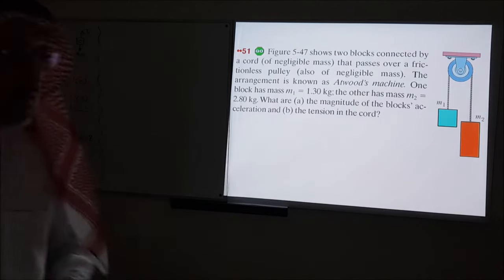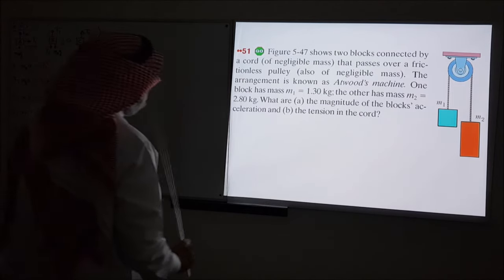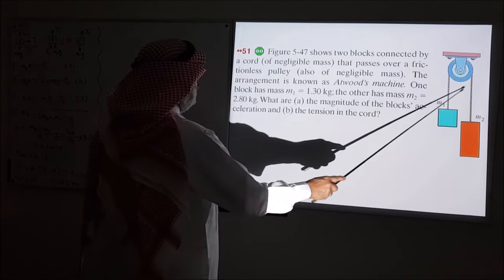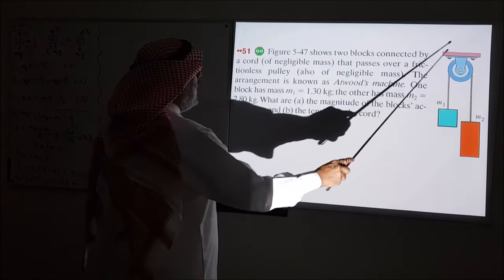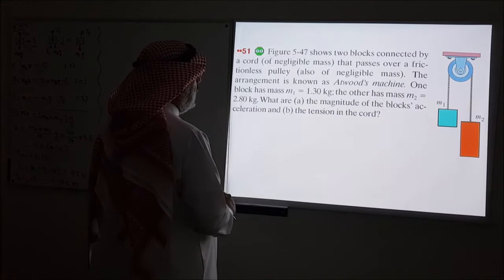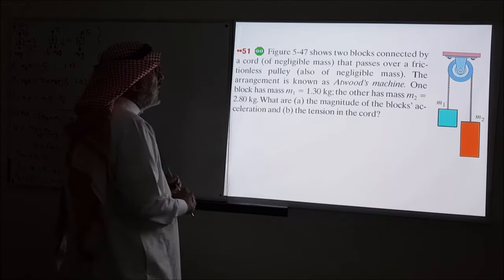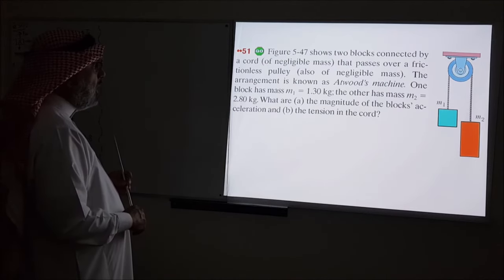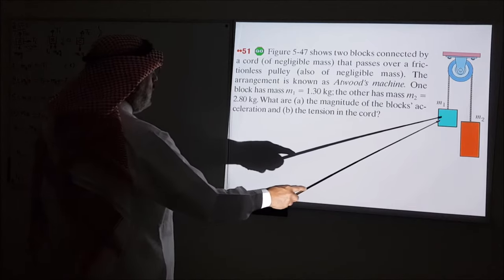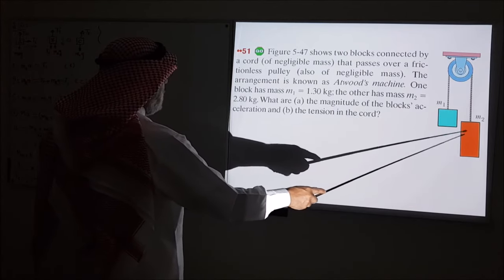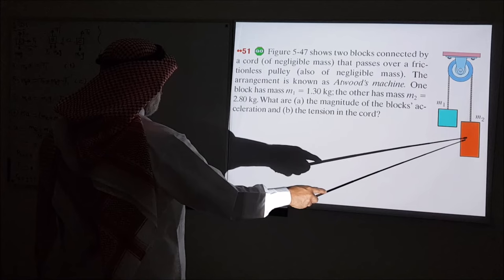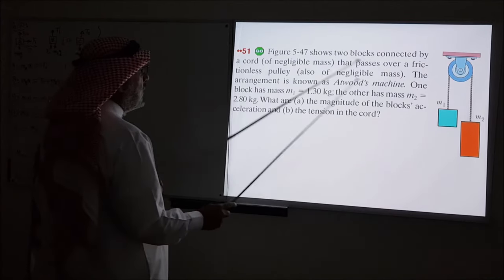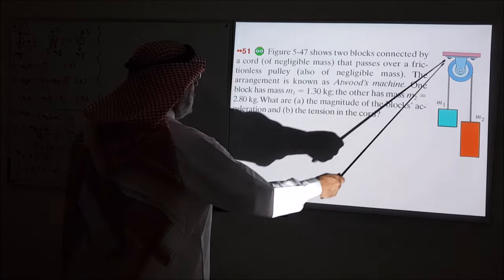Problem 51 says, the figure shows two blocks connected by a cord of negligible mass that passes over a frictionless pulley, also of negligible mass. The arrangement is known as Atwood machine. One block has mass M1, 1.3 kilograms. The other one is more massive. It has a mass of 2.8 kilograms. What are the magnitude of the blocks' acceleration and the tension in the cord?